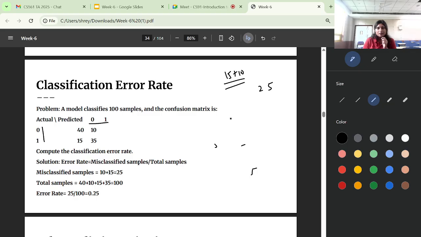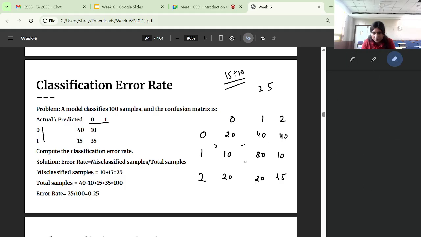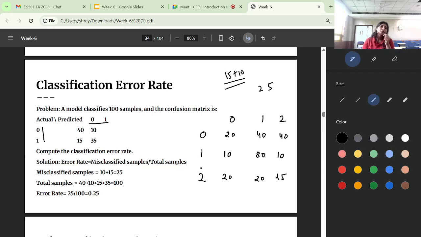So let's say there are three classes, 0, 1 and 2. Here it is 0, 1 and 2. So the number of samples are written as 20, 40, 40, 10, 80, 10, 20, 20, 25. So now can you give me what is the error rate for this matrix?